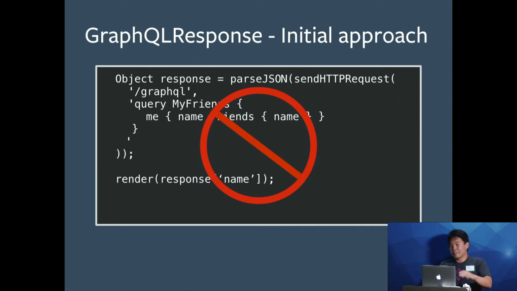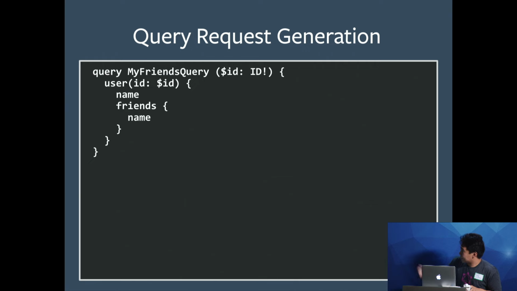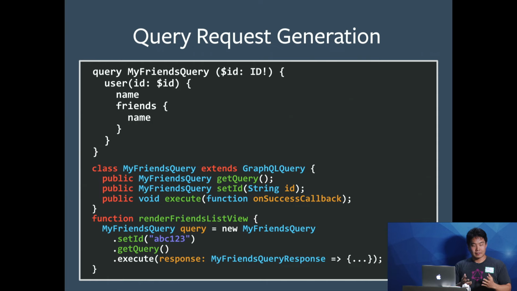So I want us to take a look at an example. This is a pretty simple query, right? It's a query that gets a user with an ID and name and a list of friends with the name. And this is how we model our query requests. I'm not actually sure what language that is. I'm a JavaScript developer, so that looks terribly like JavaScript.